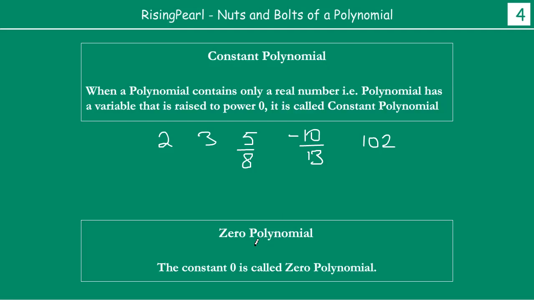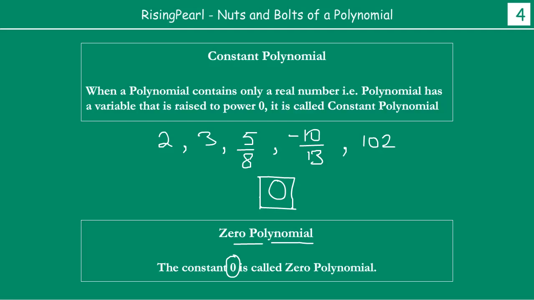Now zero polynomial किसे कहते हैं दोस्तों? Zero polynomial है जो constant, if the constant is zero, then it is called a zero polynomial. मतलब कि मान लीजिए आपको दिया जाए 0, instead of if we give you 2 or 3, 5/8, minus 10/13 or 102, instead of giving any of this, if we give you just the number 0, then इनको हम कहते हैं constant polynomials. But if we give you the number 0, then इसके लिए special term है, and that is called a zero polynomial.